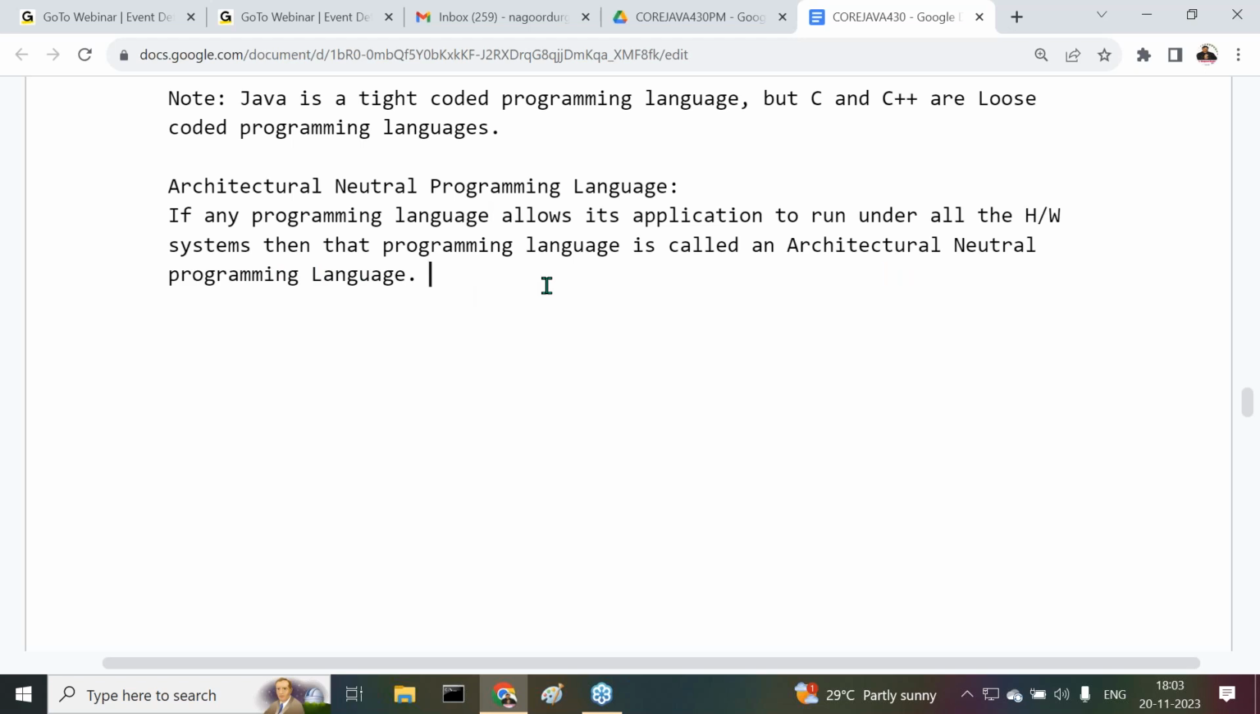Sun Microsystems wanted to prepare their new programming language as an architectural neutral programming language only. Why? Because if it is able to execute its applications under all the hardware systems, automatically more demand is going to be created for this programming language. If it is bounded with only one sort of hardware system, no demand is available for this. Why? Because whenever it is required by more number of people, automatically demand is going to be increased more and more.